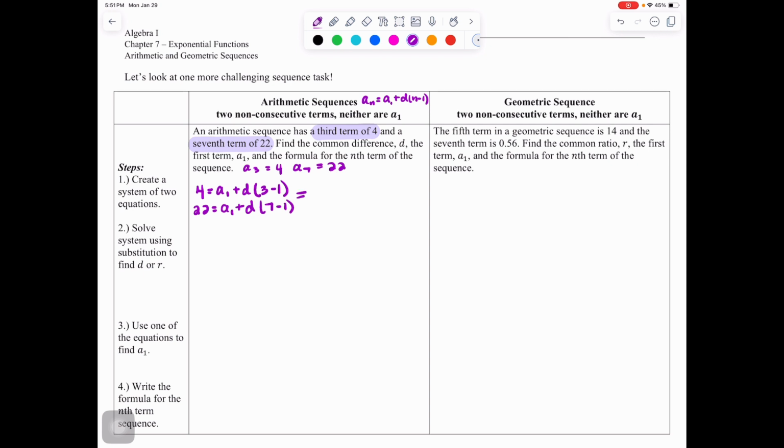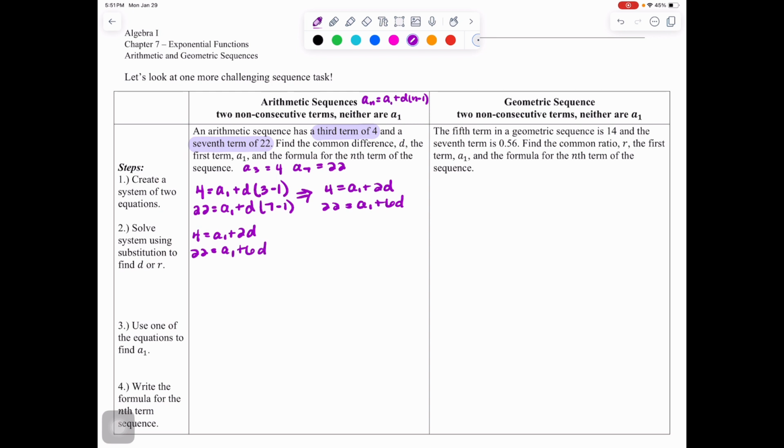So simplified, we're looking at a system where it's 4 equals a sub 1 plus 2d, and 22 equals a sub 1 plus 6d. So step 1 is going to be creating that system. So use your terms to do that. Now in step 2, we are going to solve the system using substitution. Okay, so I'm going to copy these again. 4 equals a sub 1 plus 2d, and 22 equals a sub 1 plus 6d.